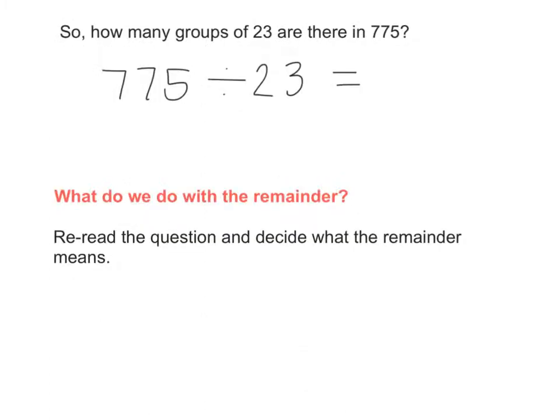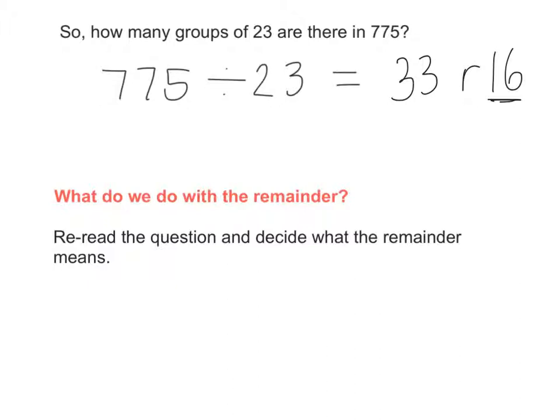We know that 775 divided by 23. How many groups of 23 are there in 775? 33. Is that it? Remainder 16. Okay, so what do we do about this remainder? Well, what we need to do is reread the question and decide what the remainder means. So let's go back and reread that question.